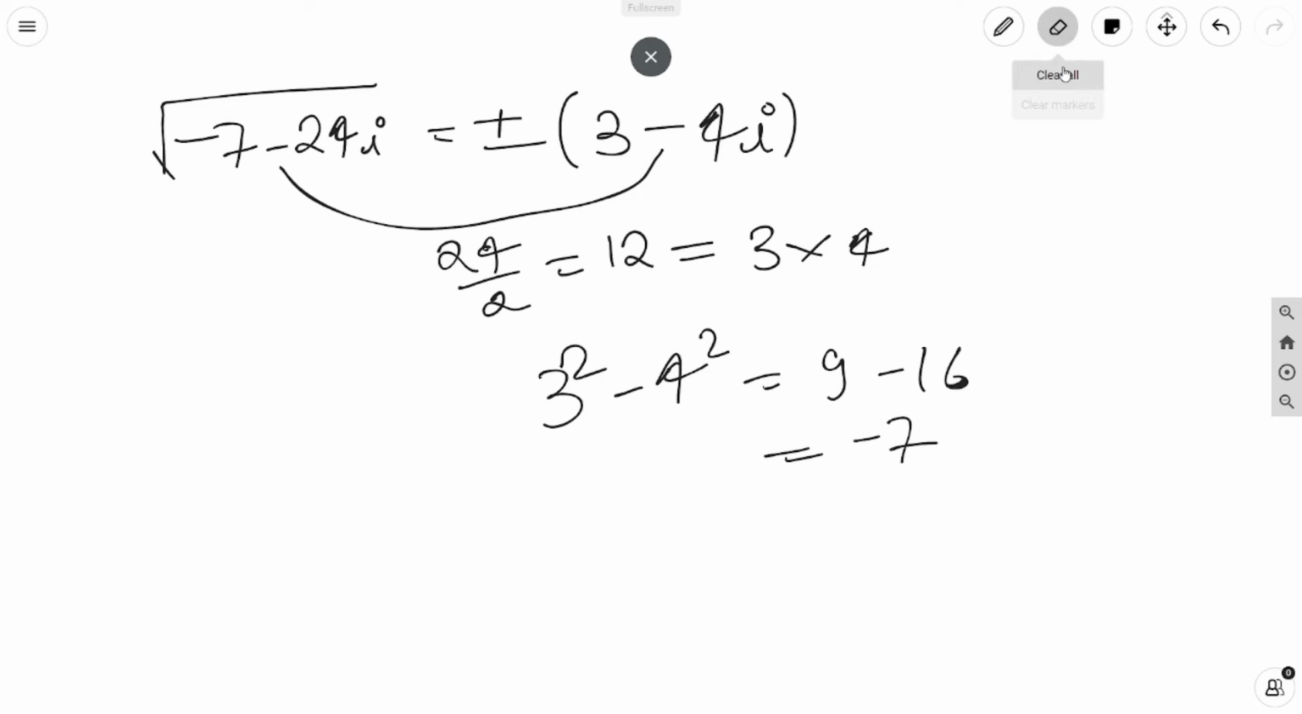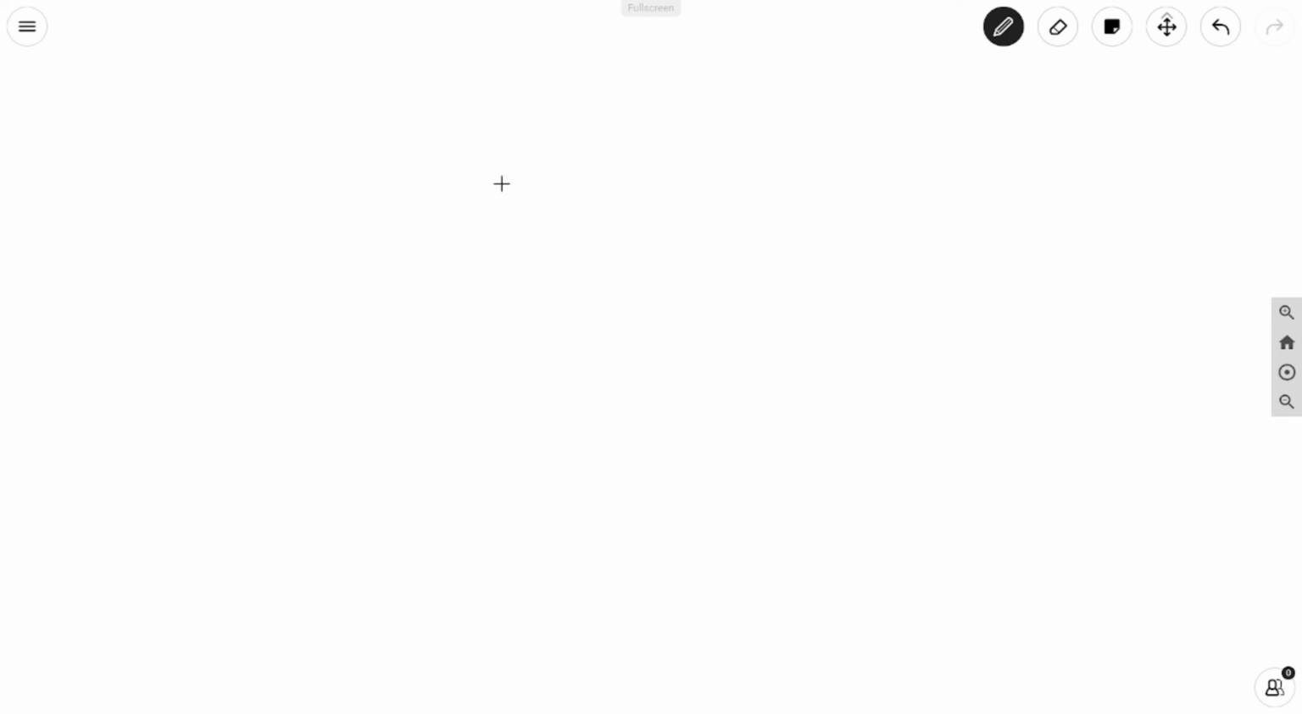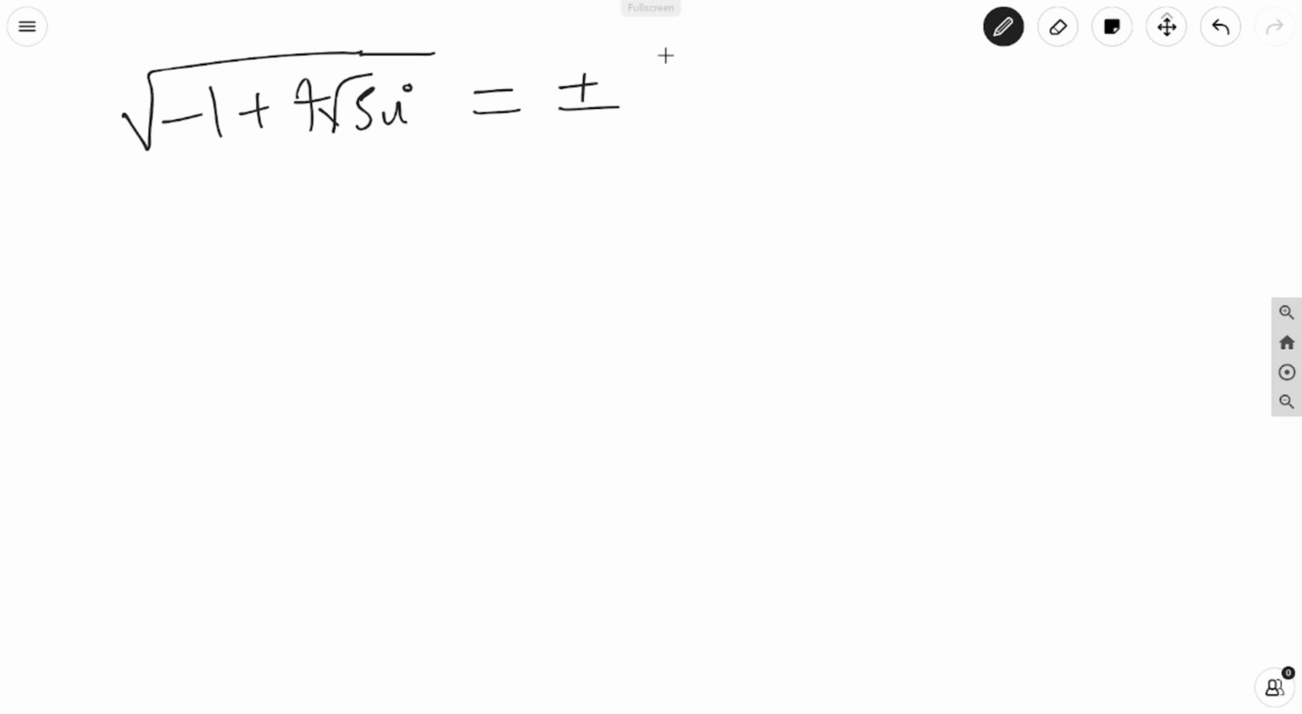Now let us wind up with yet another example. Here we have minus 1 plus 4 root 5 iota. We have to calculate the square root of this number. So what do we do first of all? Now you can easily make it out. We put a plus minus sign outside the bracket. What's next? Divide the imaginary part by 2. When we divide the imaginary part by 2, we get 2 root 5.